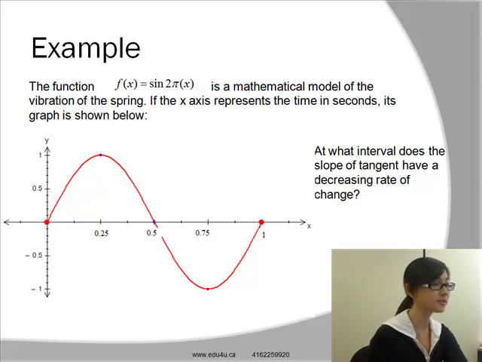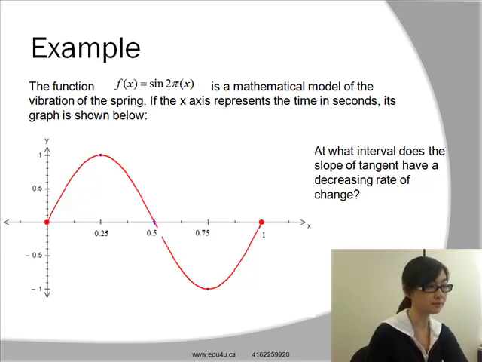Now let's take a look at an example. This is not from your learning resources. We have a function f of x equals sine 2 pi x. This is a mathematical model of a vibration of a spring. F of x is the displacement of the vibration of the spring, and x is the time elapsed.